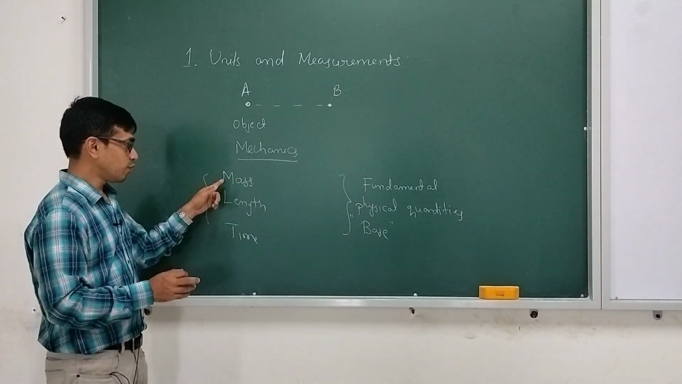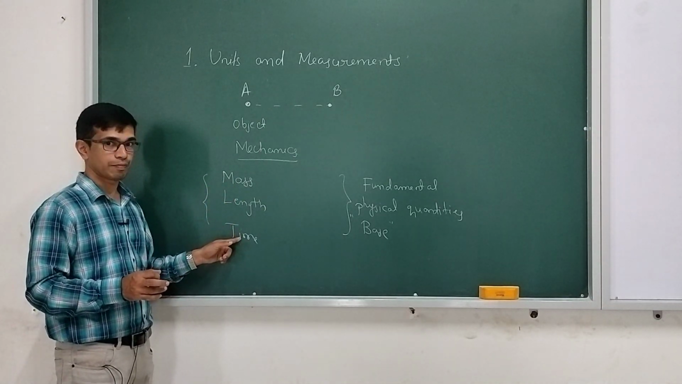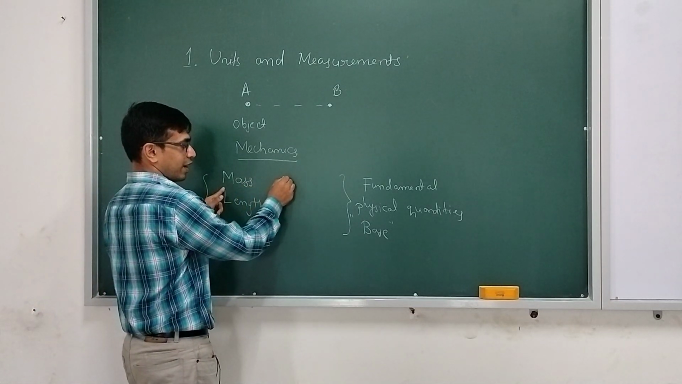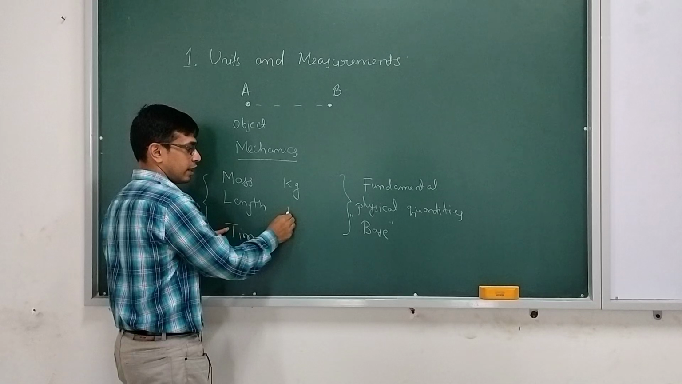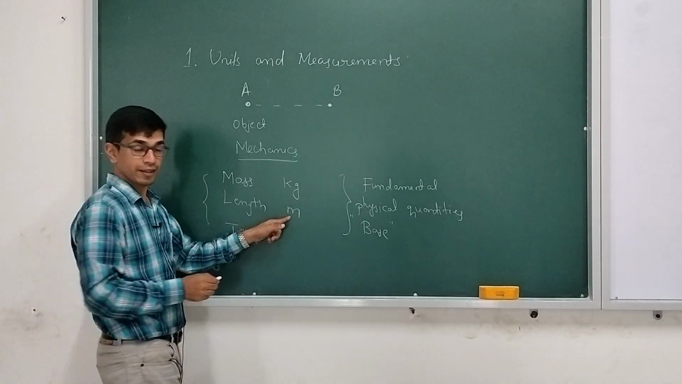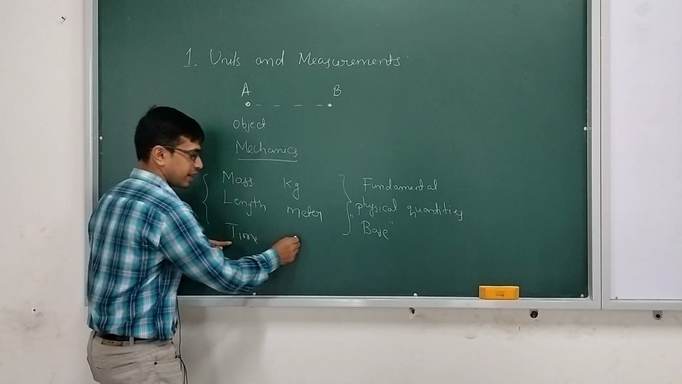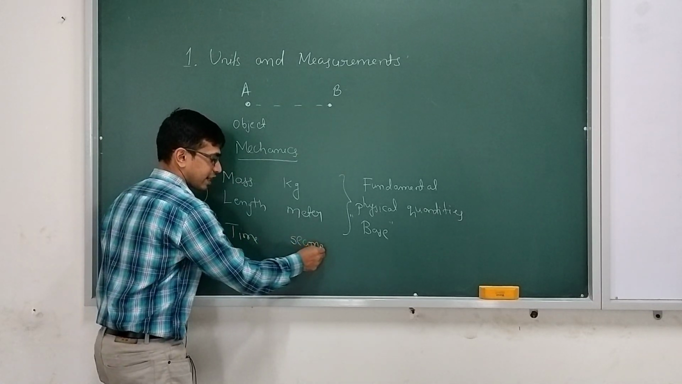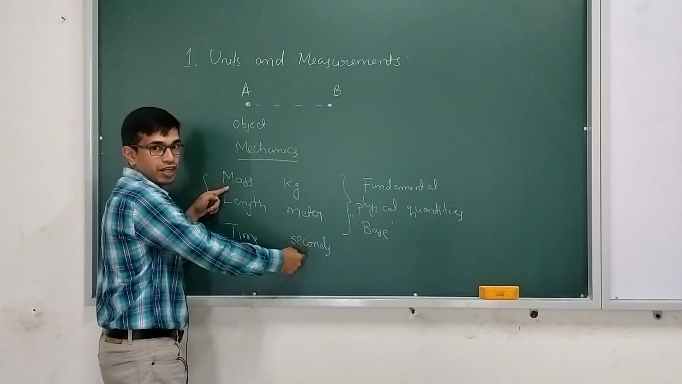We don't require any other physical quantity to represent these 3 physical quantities. So physical quantity mass, physical quantity length, physical quantity time, along with their units: mass will be represented in terms of kg, length will be represented in terms of meter, and time will be represented in terms of seconds.